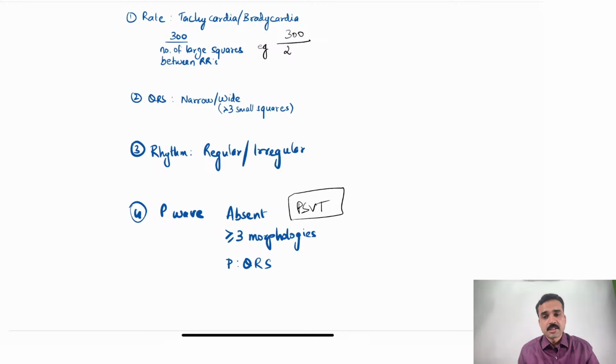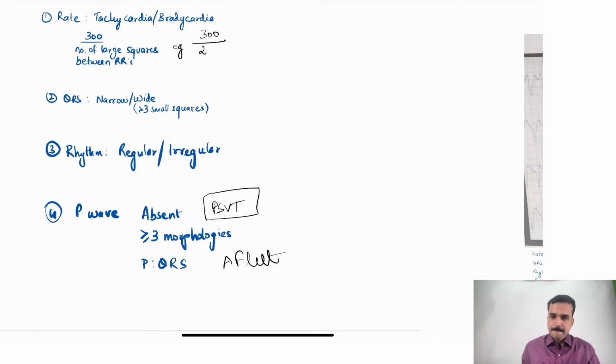Okay, the other differential for that would be atrial flutter. So in atrial flutter, you would end up getting multiple P waves for each QRS. Okay, so multiple P waves for each QRS. I'll show you these now. Okay, let's proceed.